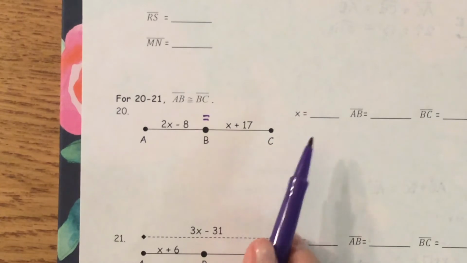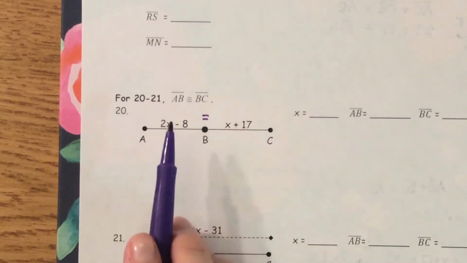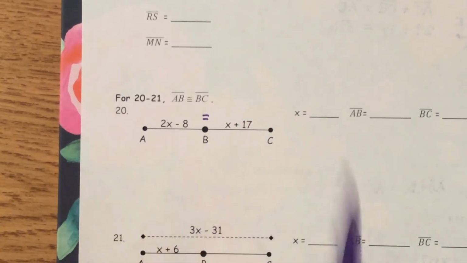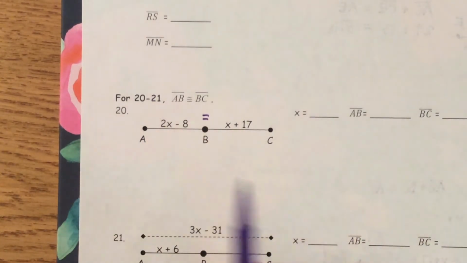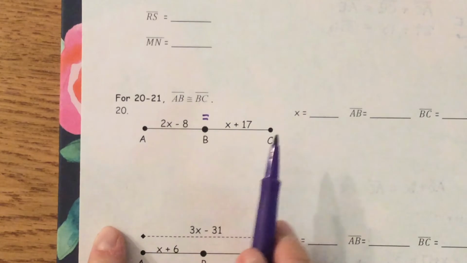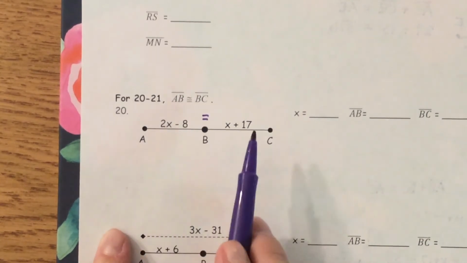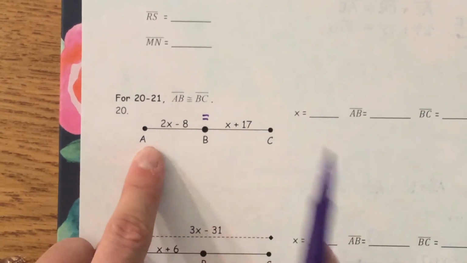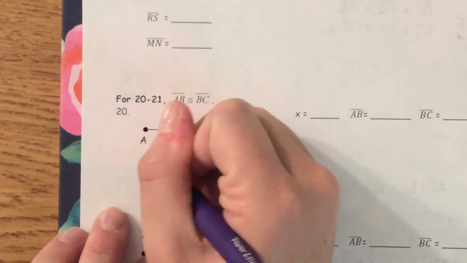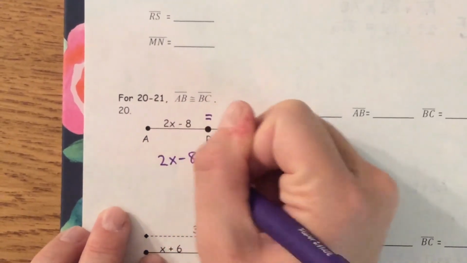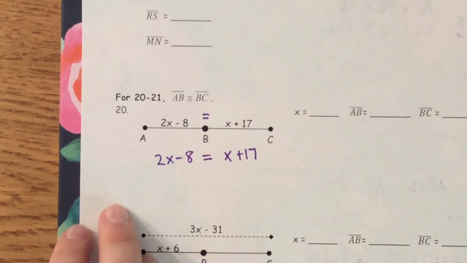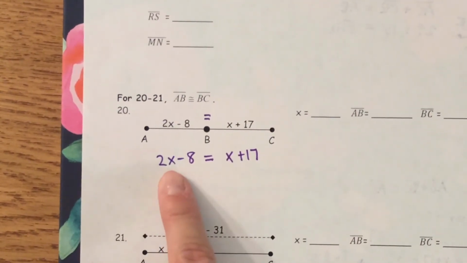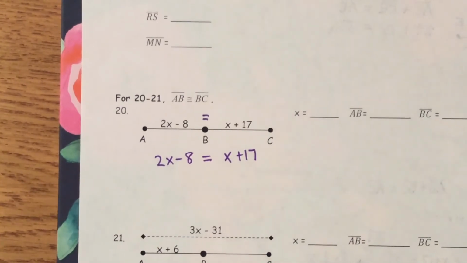So if I wanted to solve for x, which this problem wants me to do, I'm not going to do it like we were doing on the front. I'm not going to take this plus this and equal it to something because we don't know what AC is. But we do know that this is equal to this. So that's literally how we're going to solve it. 2x minus 8 is equal to x plus 17. So now, all that we really have to do is just solve for x.